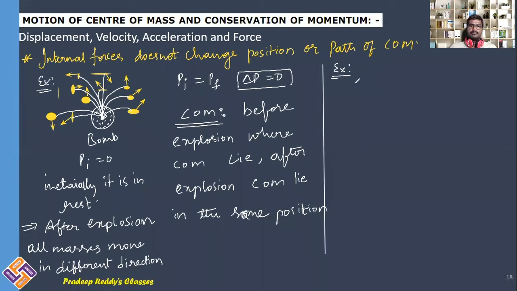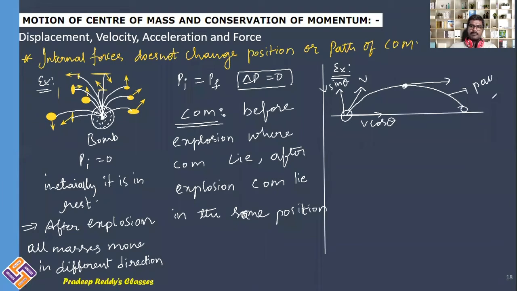Let me take one more example. Suppose you are throwing a projectile in this direction. You are taking a projectile. This projectile takes this path. This is the path of the projectile. The velocity of this body is in this direction, and along the x-axis it is v cos theta, and along the y-axis it is v sin theta. And at the highest position, it explodes into two parts. And when it is moving over here, this is the actual path of the center of mass.